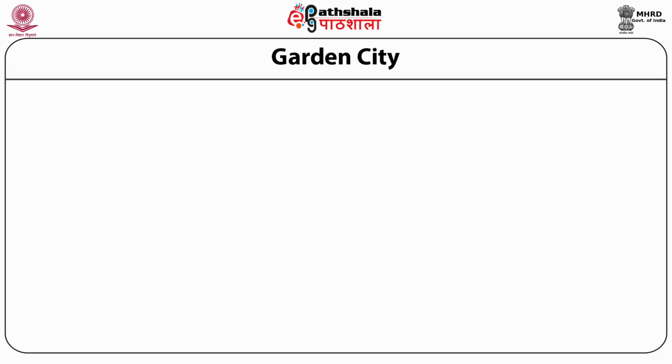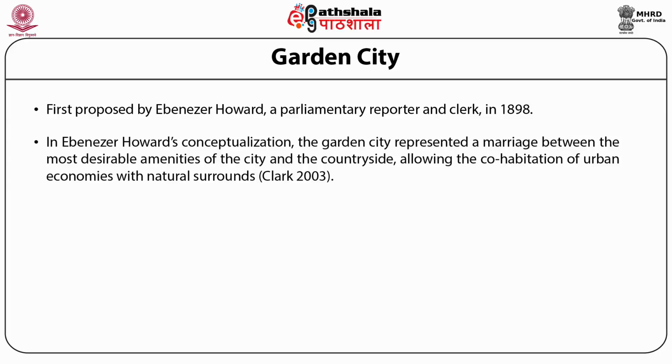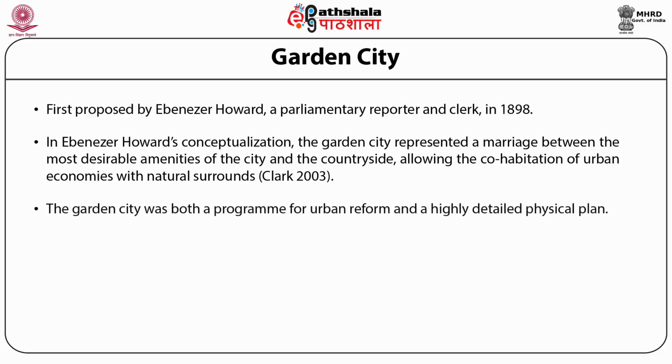So let us look at some of the planning paradigms from the Anglophone world also. One of the most prominent paradigms was the garden city. It was first proposed by Ebenezer Howard in 1898. The garden city paradigm inaugurated the modern era in urban and regional planning. In Howard's conceptualization, the garden city represented a marriage between the most desirable amenities of the city and the countryside, allowing the cohabitation of urban economies with natural surroundings. The garden city was both a program for urban reform and a highly detailed physical plan.